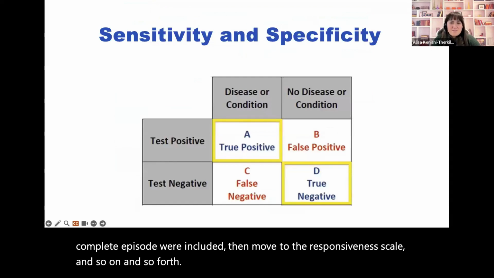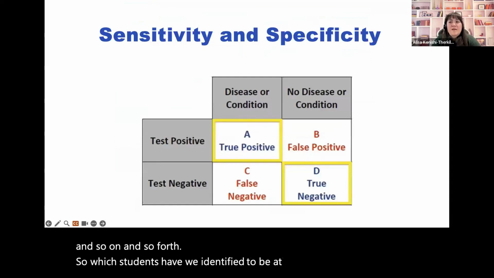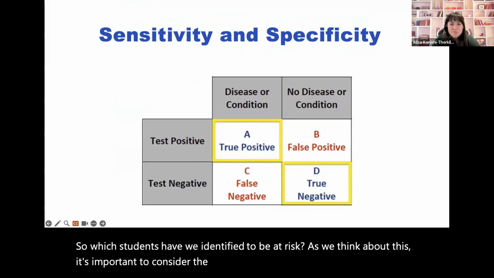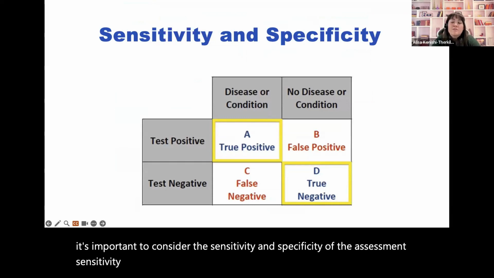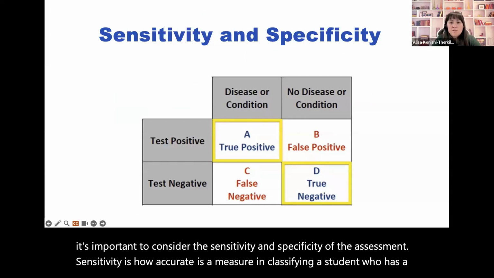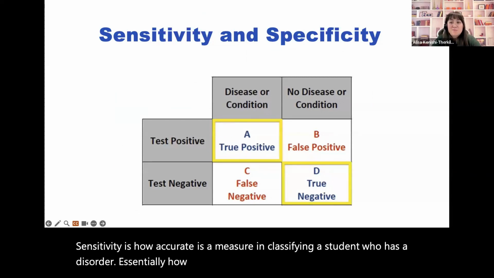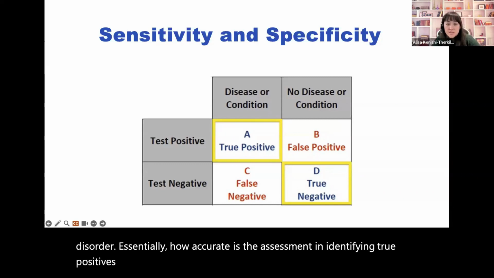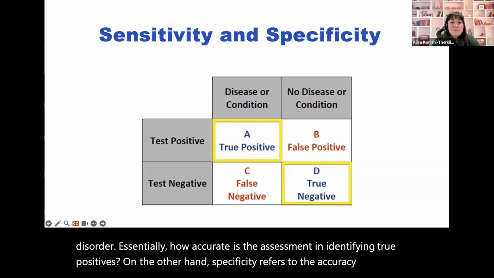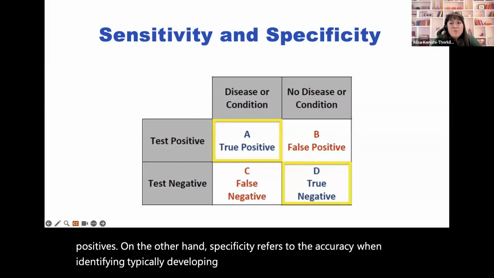So which students have we identified to be at risk? As we think about this, it's important to consider the sensitivity and specificity of the assessment. Sensitivity is how accurate is the measure in classifying a student who has a disorder. Essentially, how accurate is the assessment in identifying true positives? On the other hand, specificity refers to the accuracy when identifying typically developing students, or those cases of true negative.